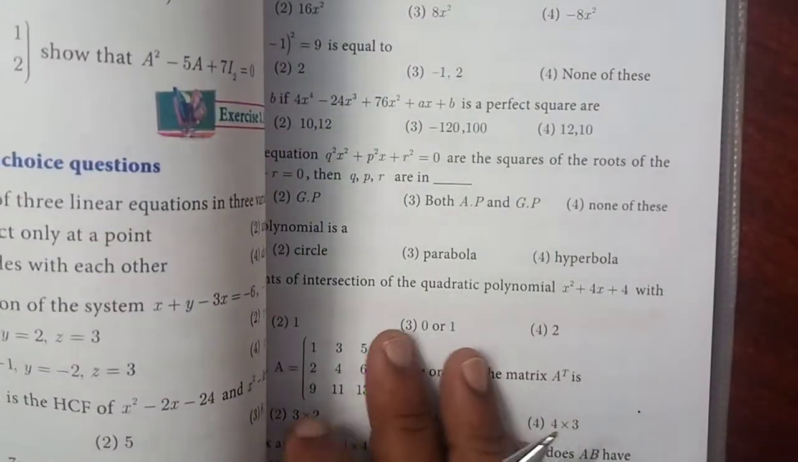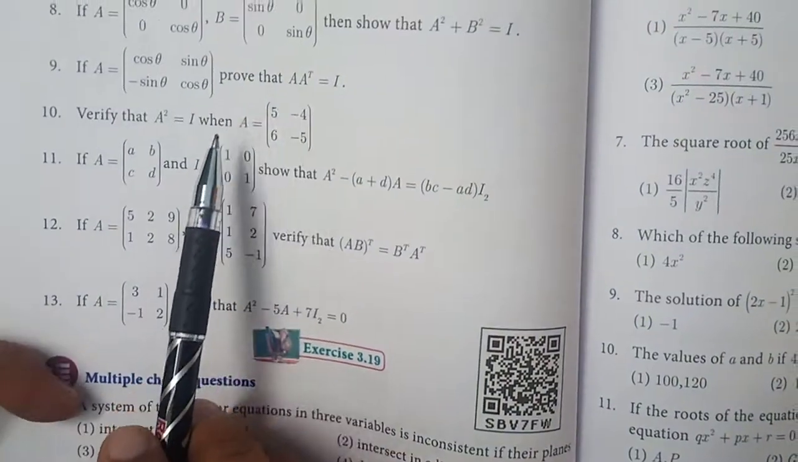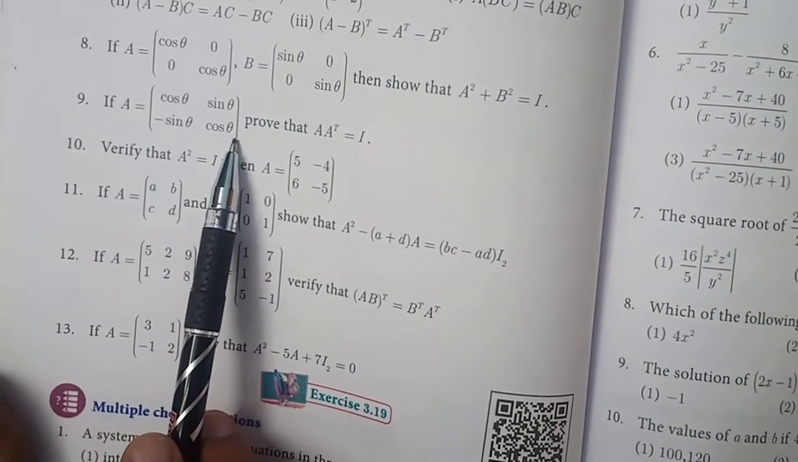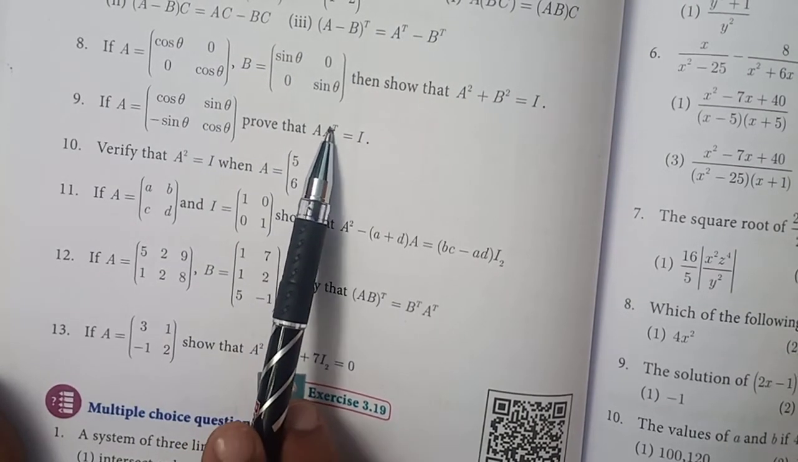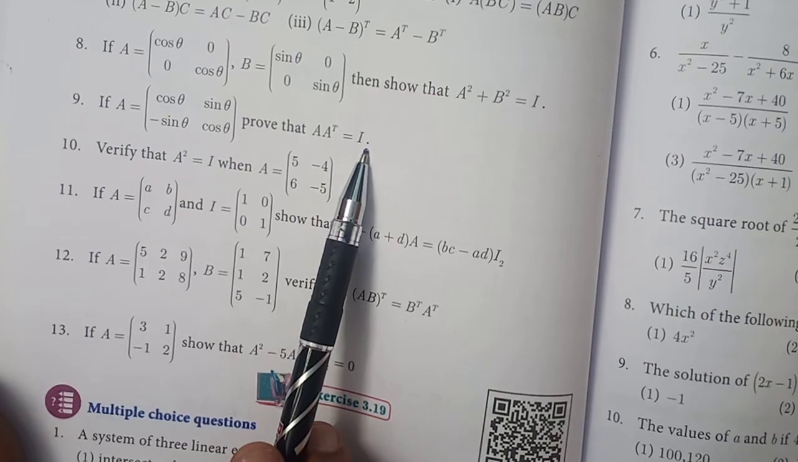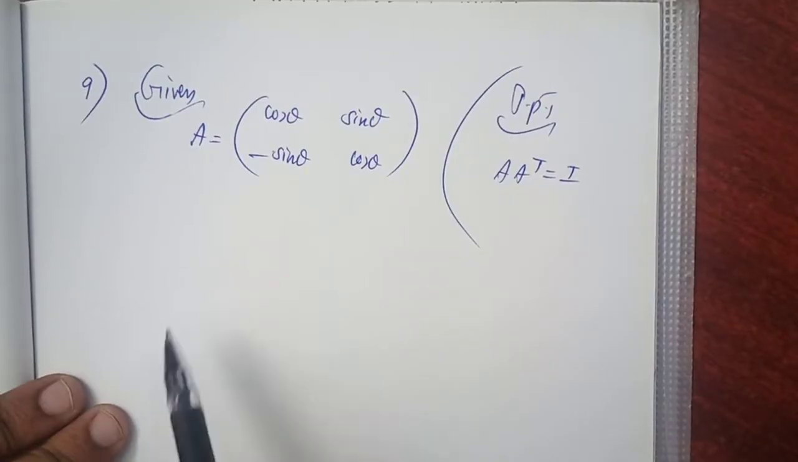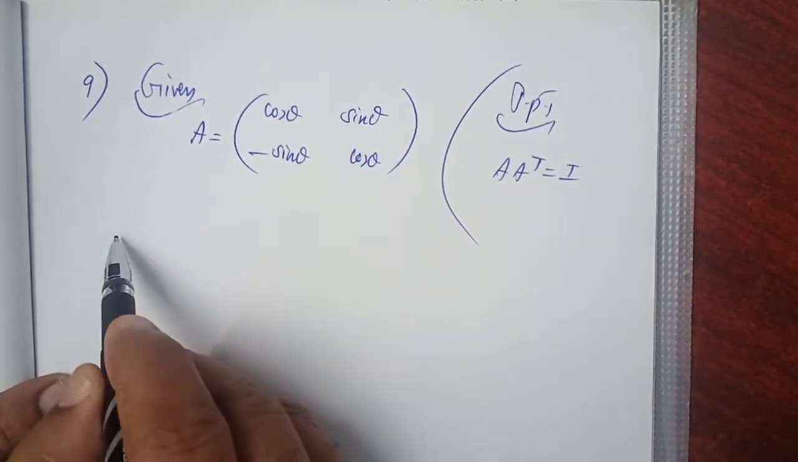Now, problem number 9. You are given a matrix A, that is equal to cos theta sin theta, minus sin theta cos theta. You are asked to prove that A into A transpose is equal to I. Here is the question: A into A transpose.